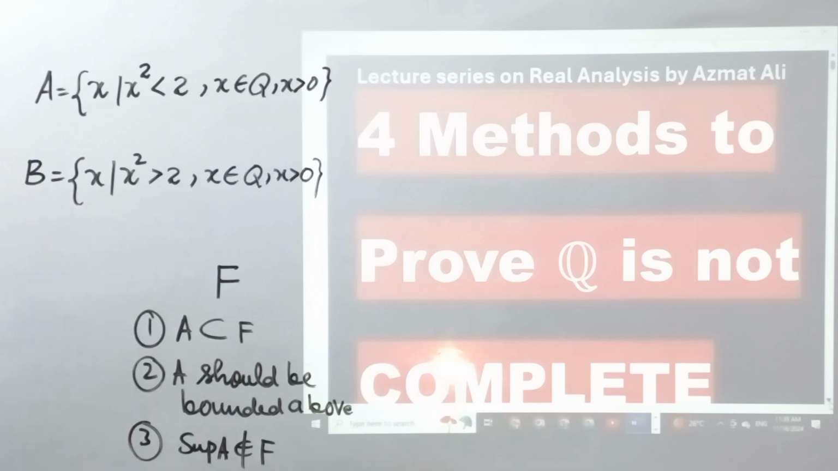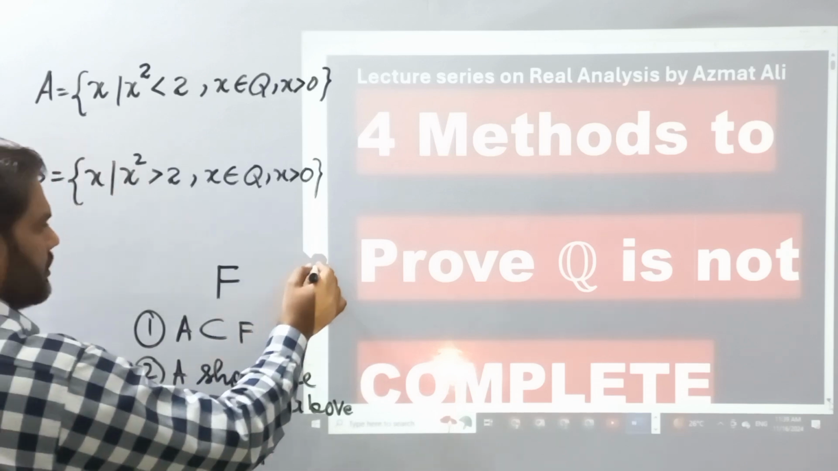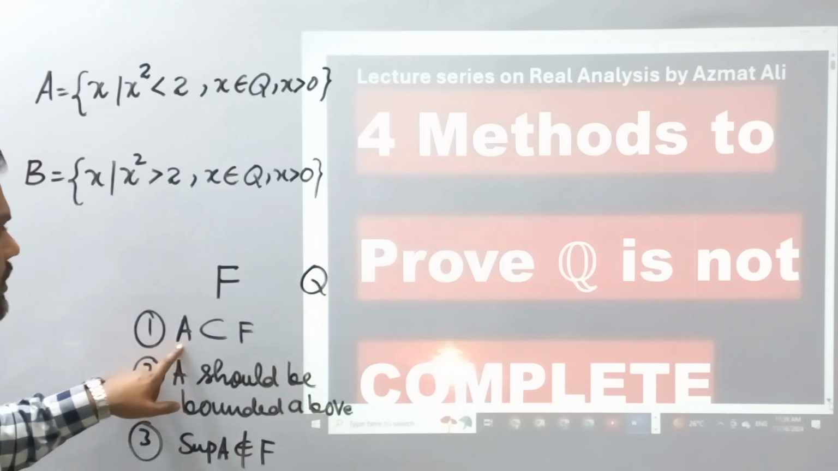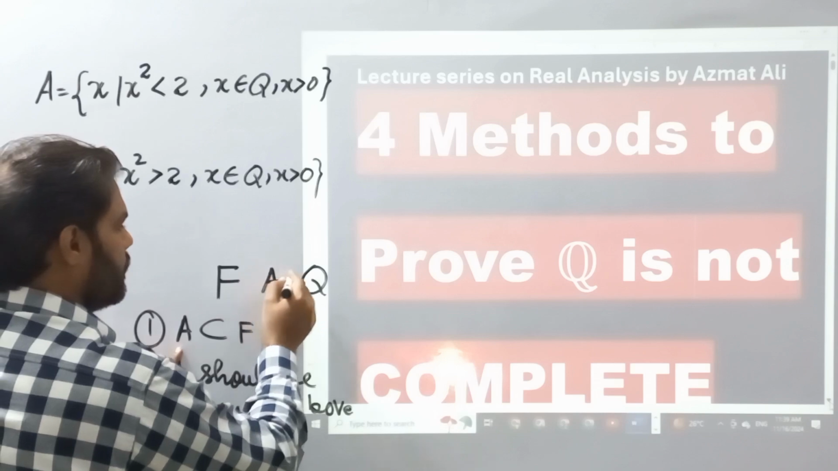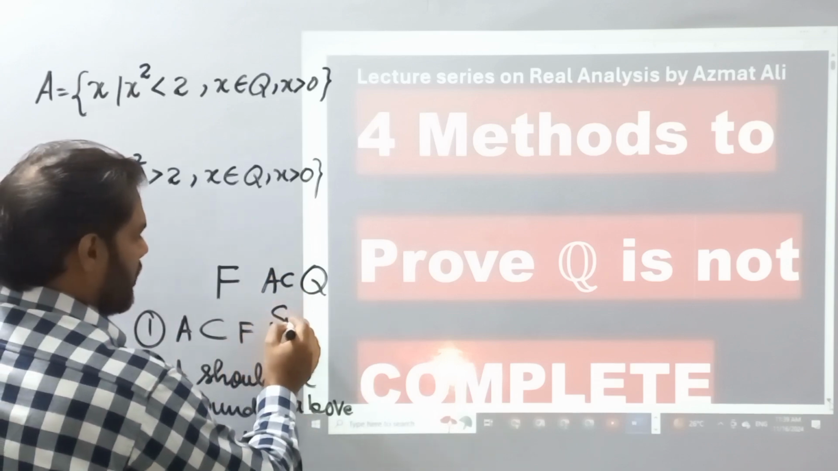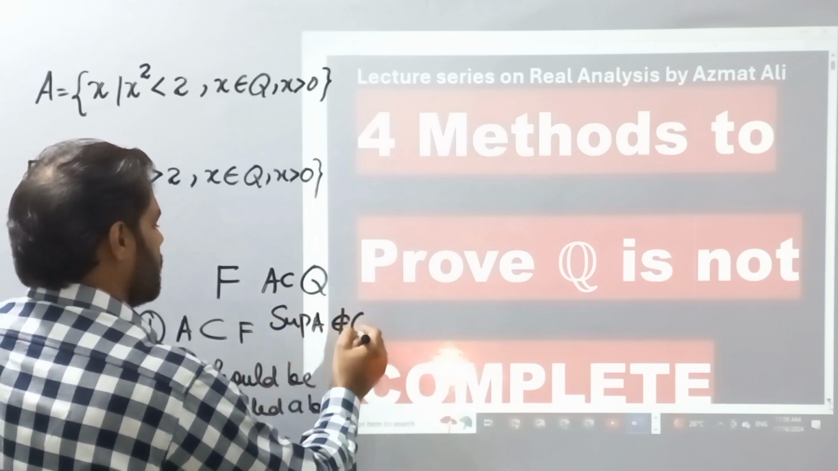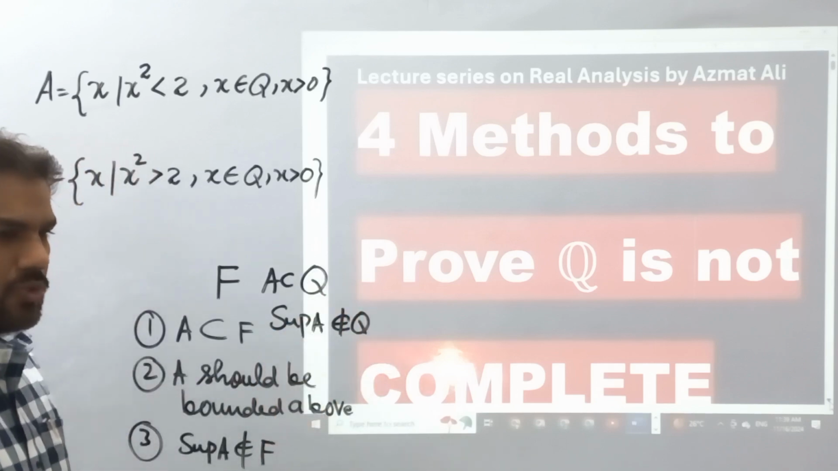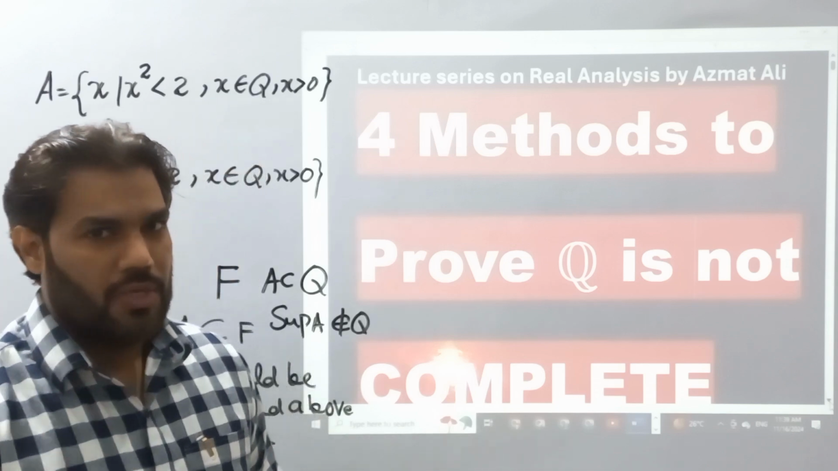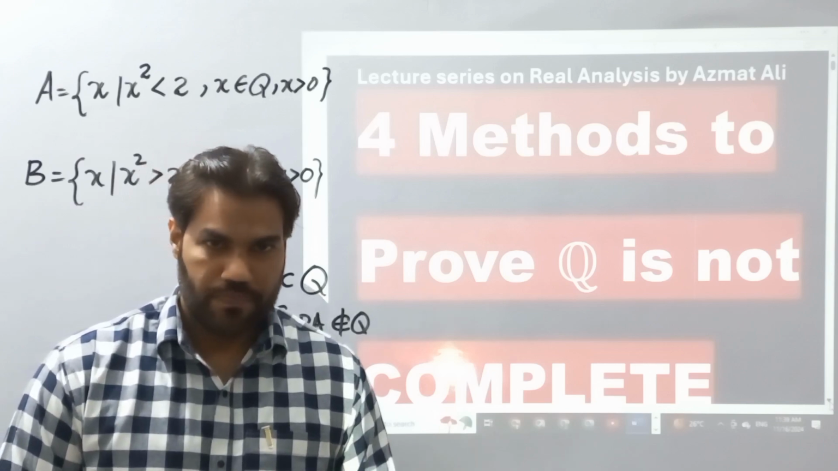So I have to show Q is not a complete ordered field. For this, I will choose a subset A of Q. I will find the supremum of A, and at the last, I will show that the supremum of A does not belong to Q, and that shows that Q is not a complete ordered field. So this is our strategy that we can use to show that Q is not a complete ordered field.